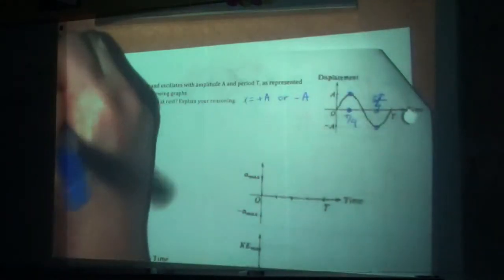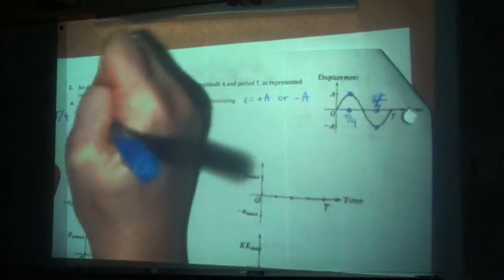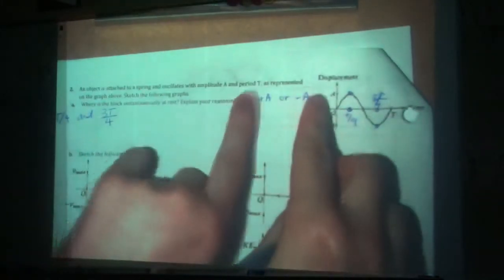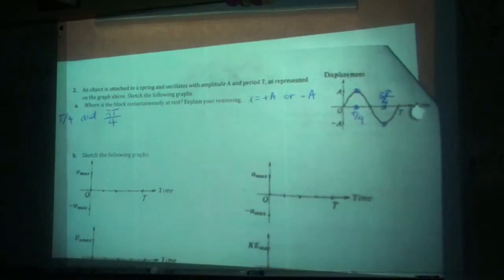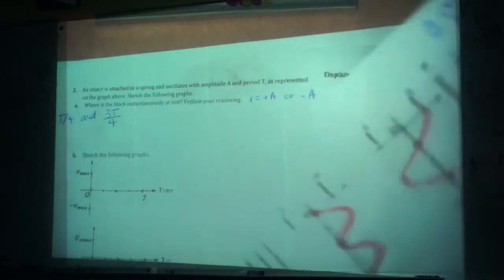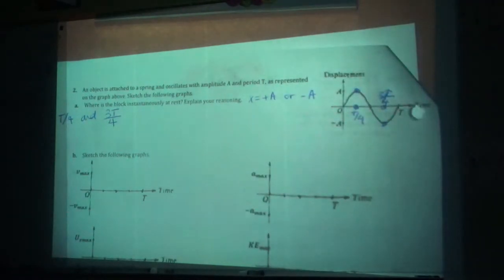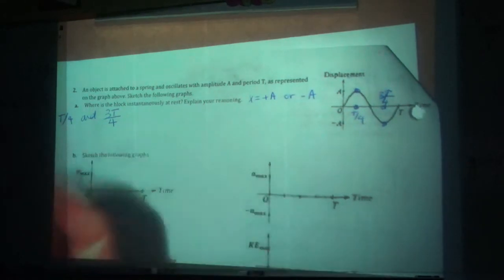So at t over 4 and 3t over 4, those would be the times. These would be the actual positions where the velocity is instantaneously at rest. And you can't just say, "because it's farthest." You have to give actual physics reasoning, other than "oh, because you always said when it's the farthest, it's at rest." So there are lots of different ways you can say this.